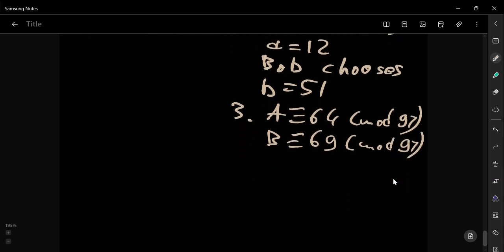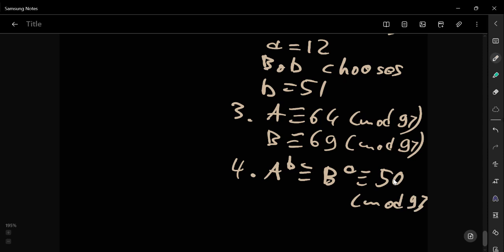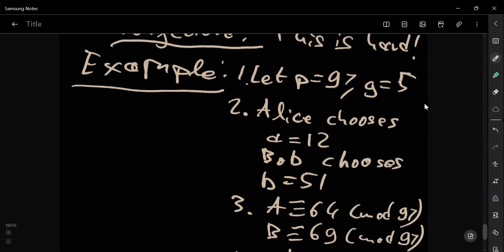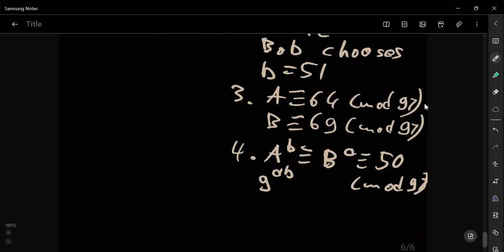And well, so the last step for them would be to compute their common secret. So that would be a to the power of b, or alternatively, b to the power of a. Well, that is going to be 50 modulo 97. So now you can try to find a to the power of b and b to the power of a, or alternatively g to the power of ab, if you've only got p equal to 97, g equal to 5, and these numbers a and b.